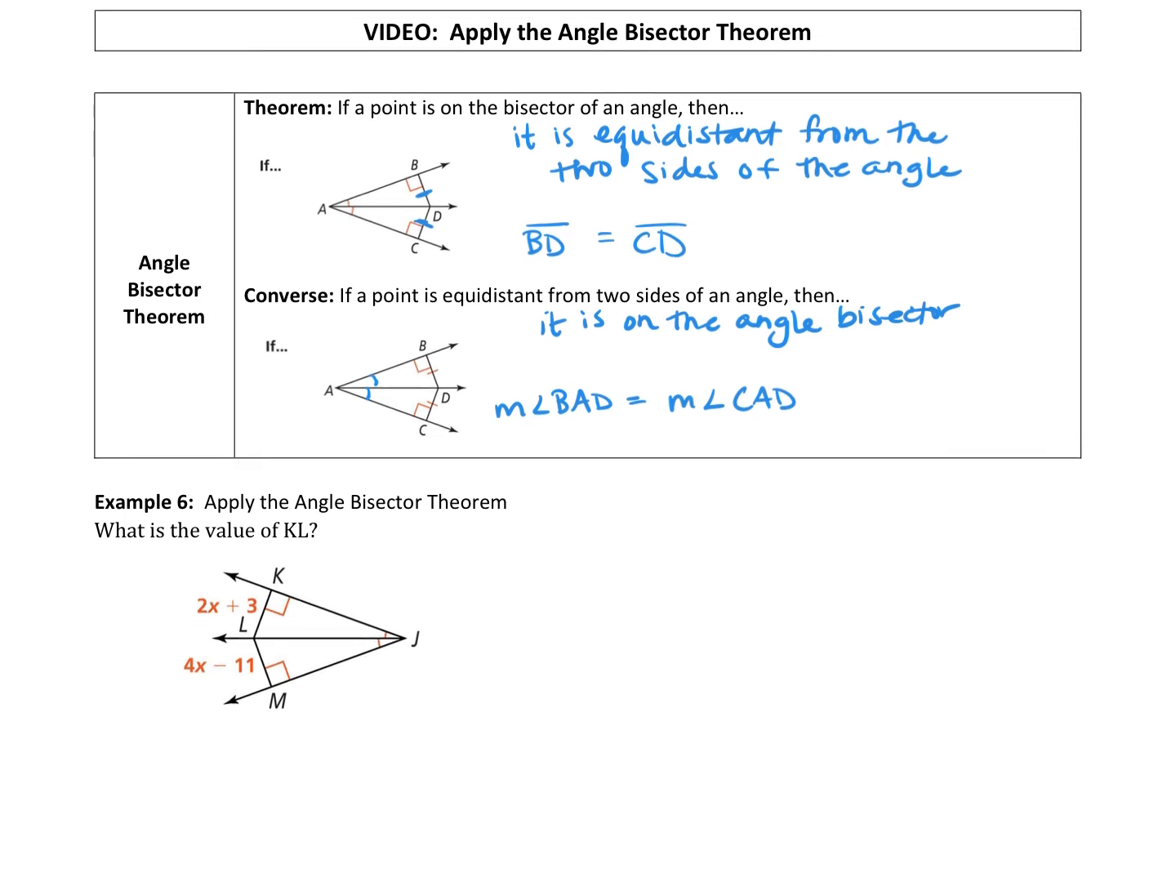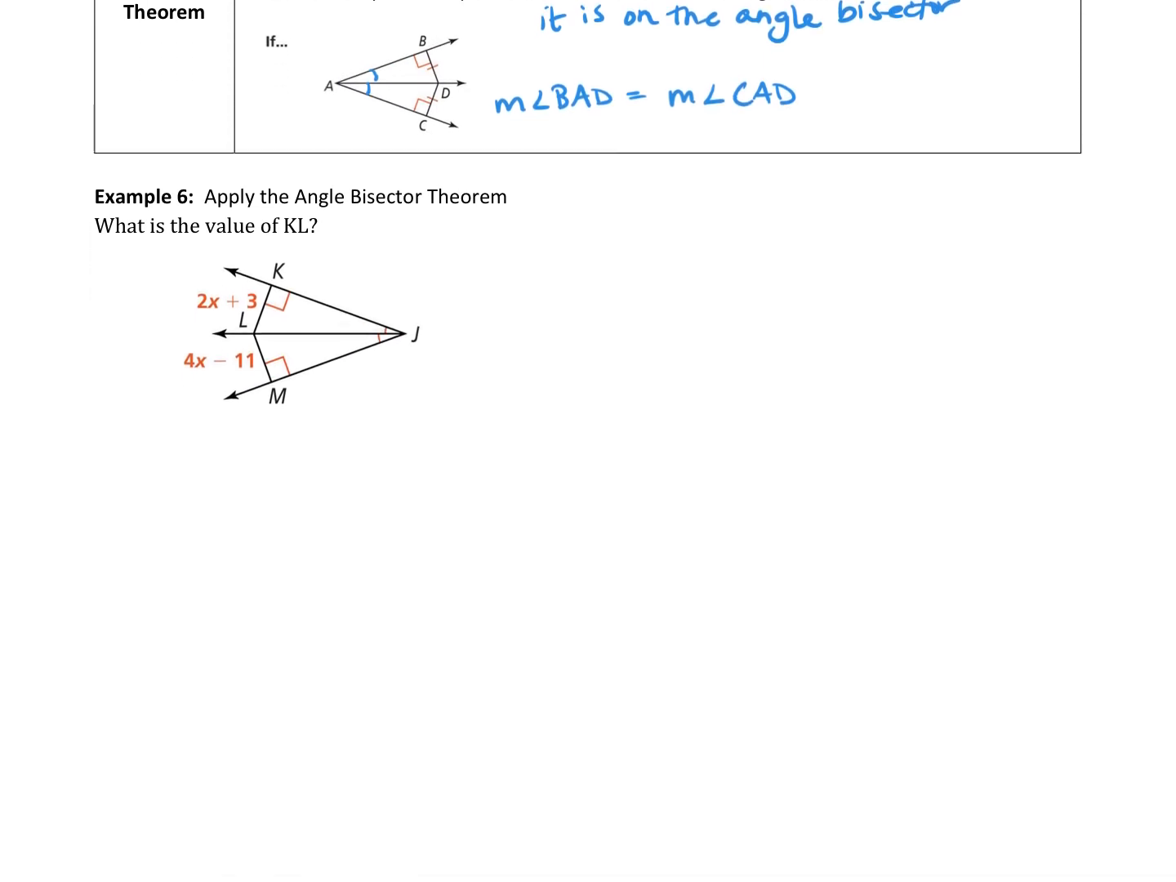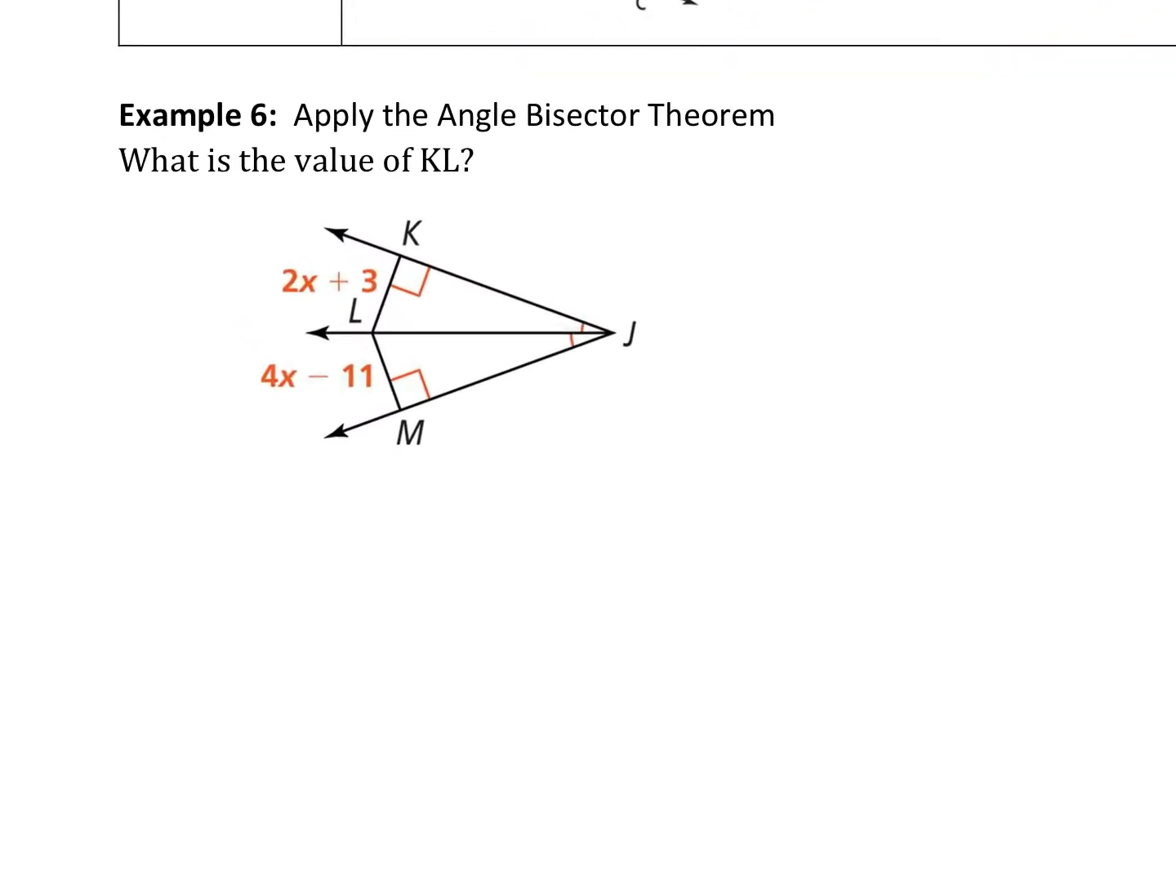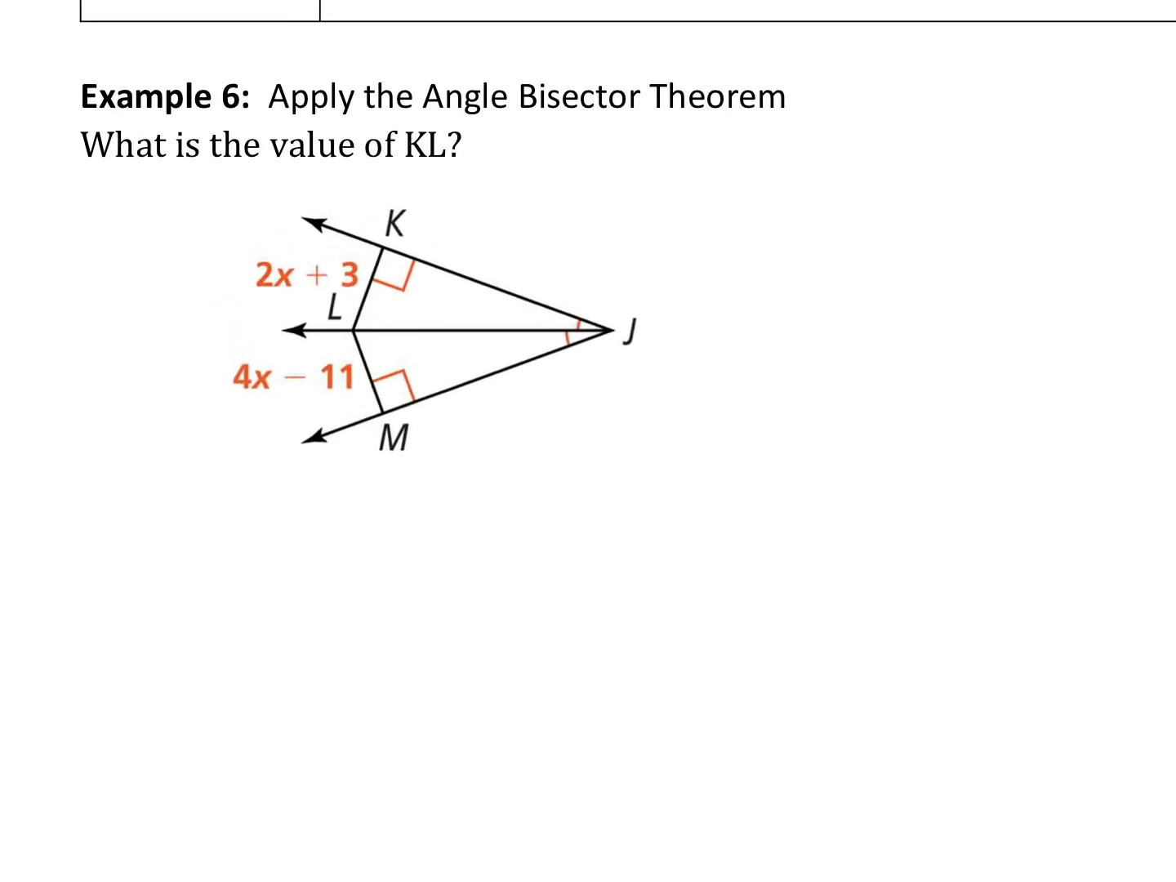All right, let's apply our theorem, put it to use. Up here it says apply the angle bisector theorem. What is the value of KL? So I'm going to zoom in a little bit here so we can see this a little bit bigger. So what do we notice about the picture? We want to figure out the value of KL right here.